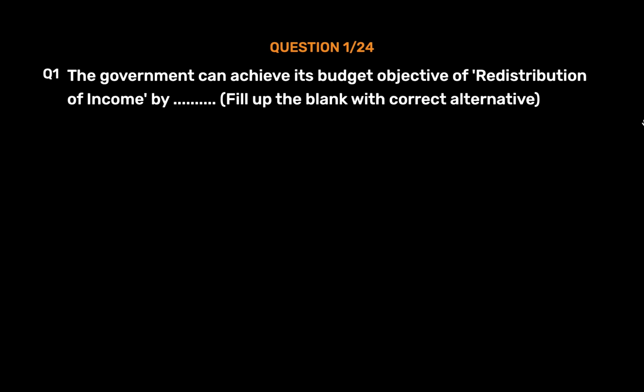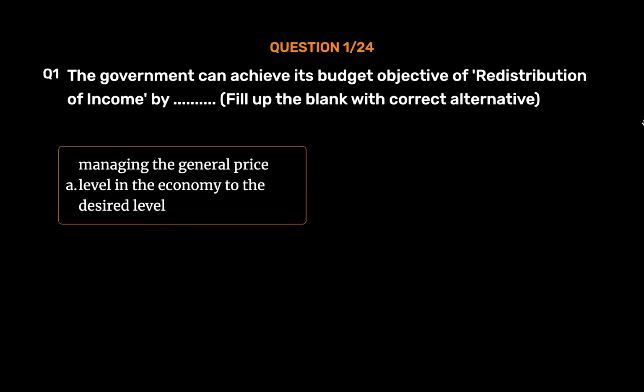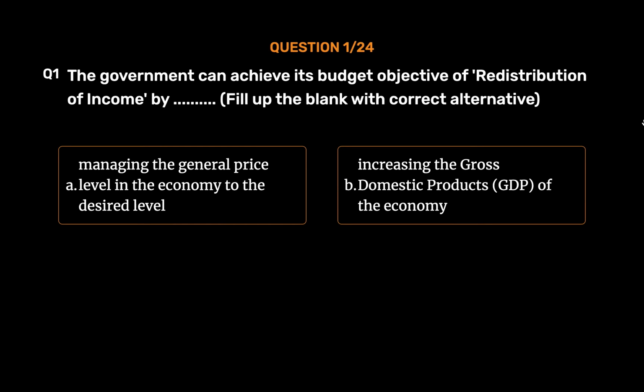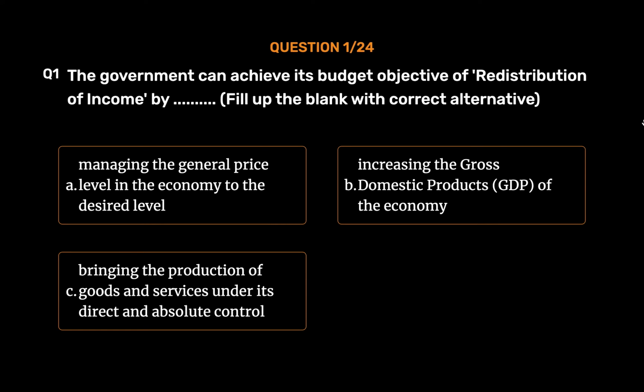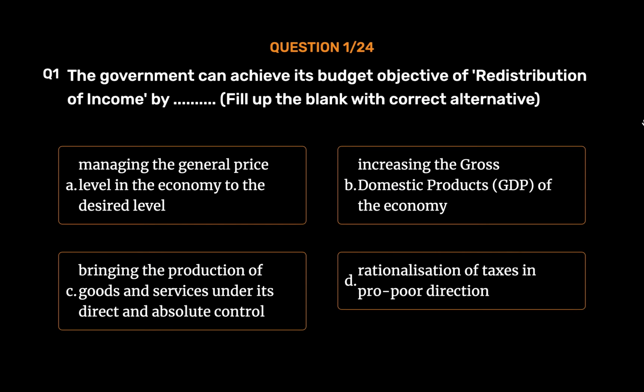Option A. Managing the general price level in the economy to the desired level. Option B. Increasing the gross domestic products, GDP, of the economy. Option C. Bringing the production of goods and services under its direct and absolute control. Option D. Rationalization of taxes in pro-poor direction. The correct answer is Option D. Rationalization of taxes in pro-poor direction.